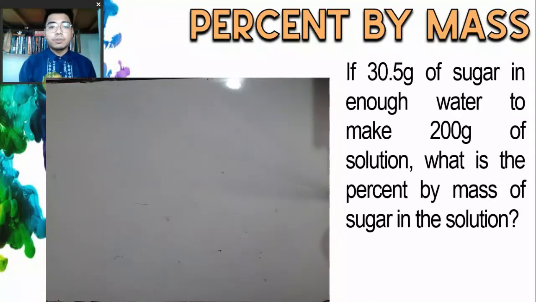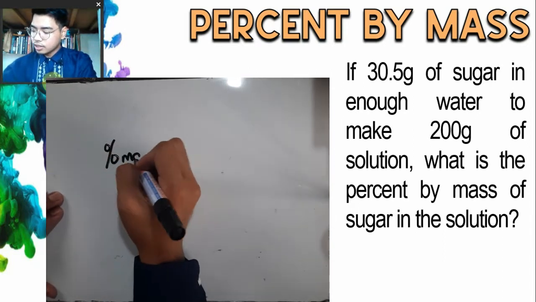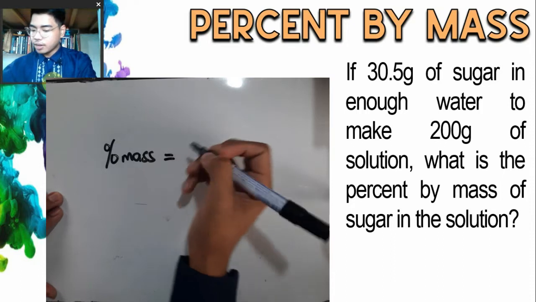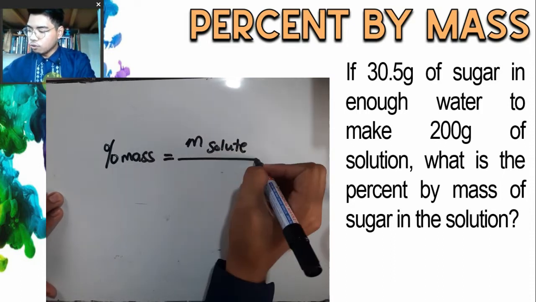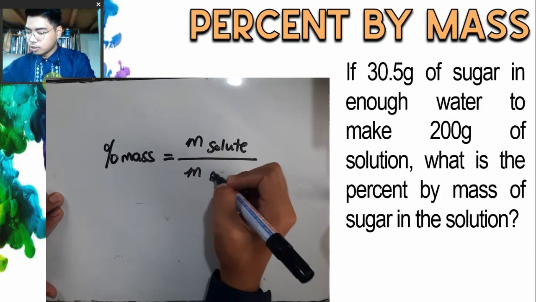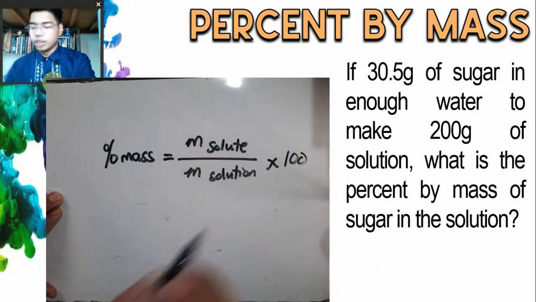Now, let's start with the discussion of percent by mass. It determines the mass of solute compared with the mass of the whole solution. The formula that we are going to use for percent by mass is: percent by mass is equivalent to mass of solute over mass of solution times 100.